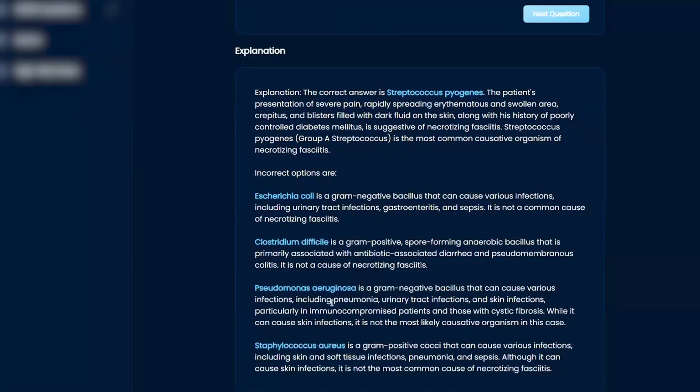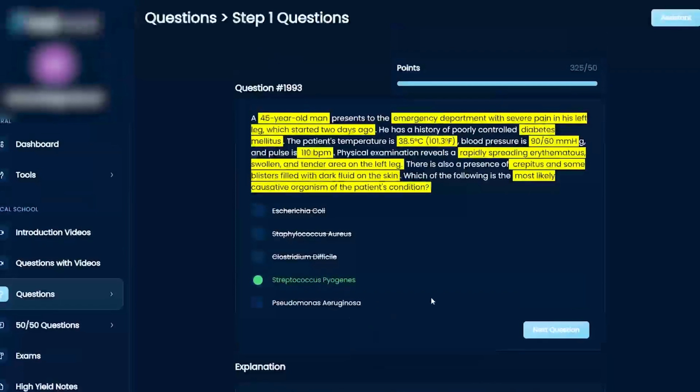Pseudomonas, right? You get pneumonia, UTI, skin infections, right? Immunocompromised, and particularly cystic fibrosis, it can cause skin infection, but it's not usually the causative organism. So we got it down to the first two, and then Staph aureus, right? It can cause skin infections, but not necrotizing fasciitis. It's usually cellulitis and things like that. So the best answer here is going to be Strep pyogenes.